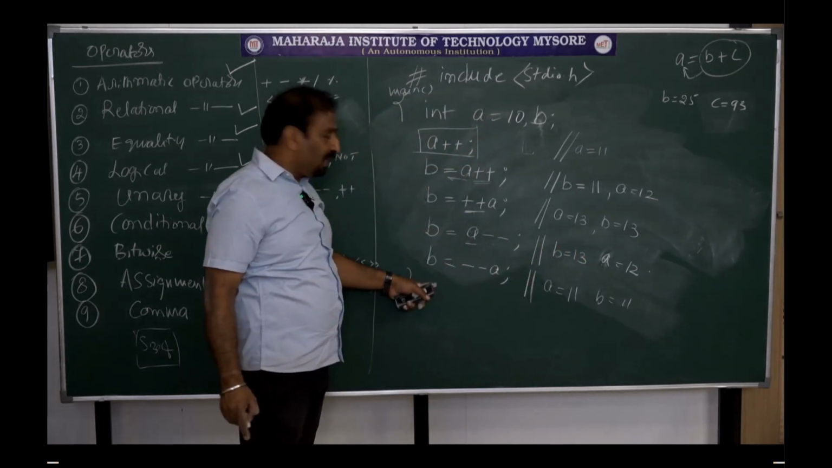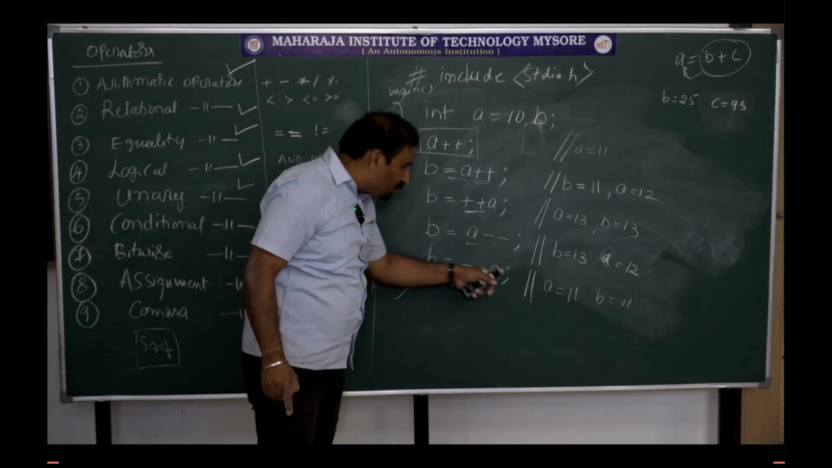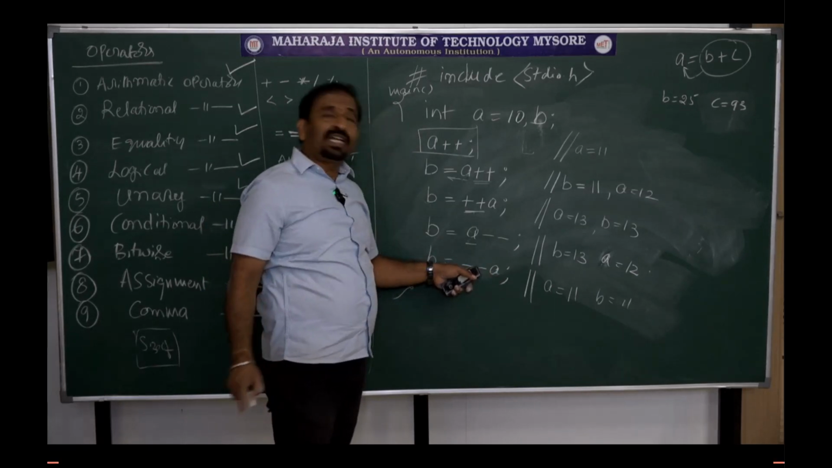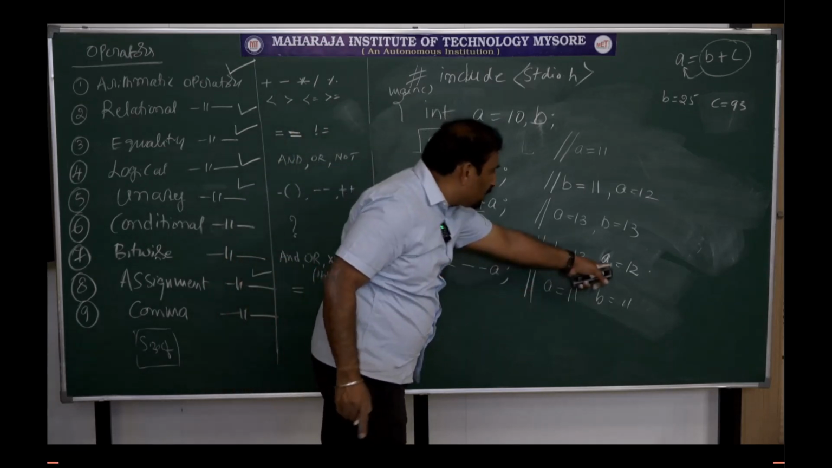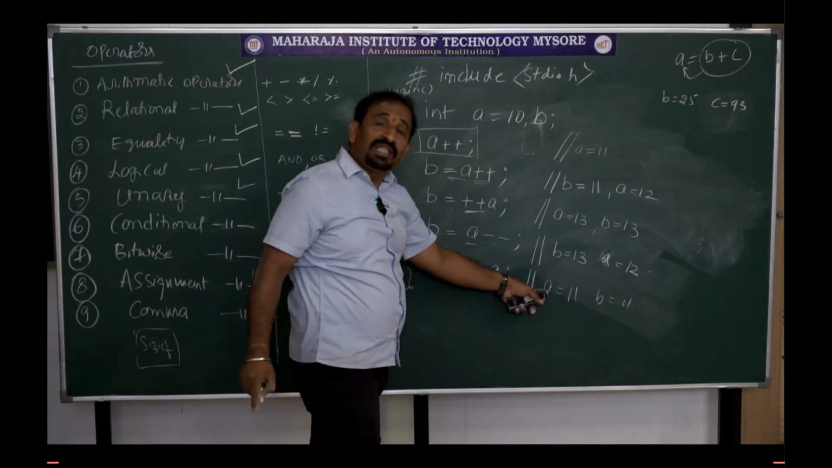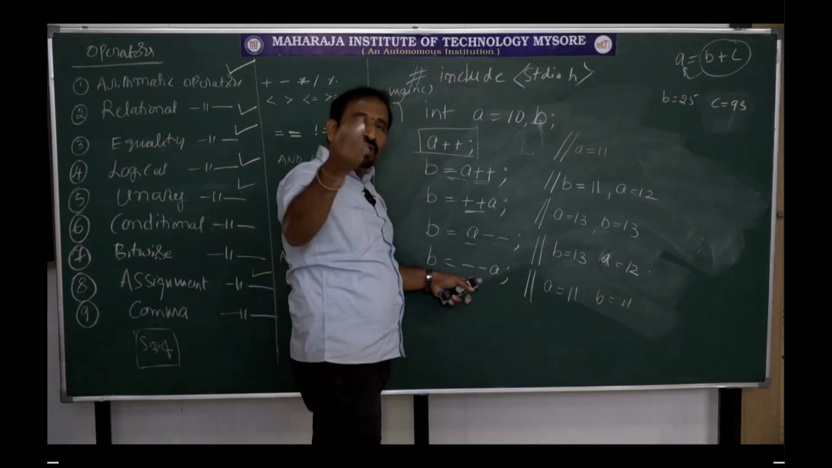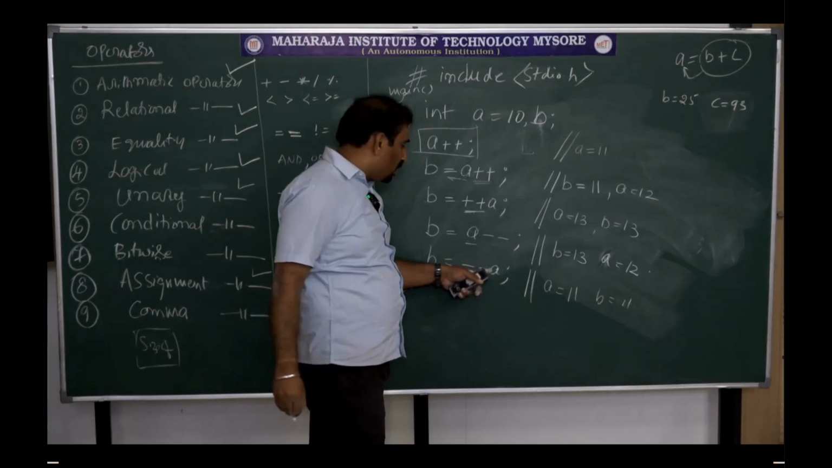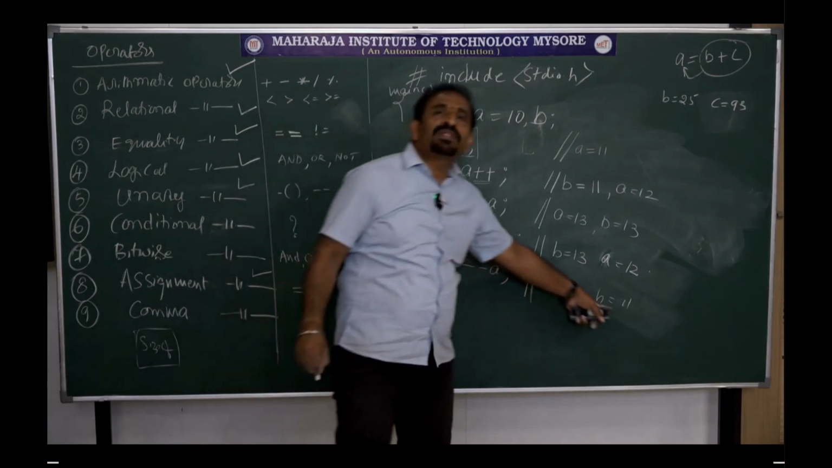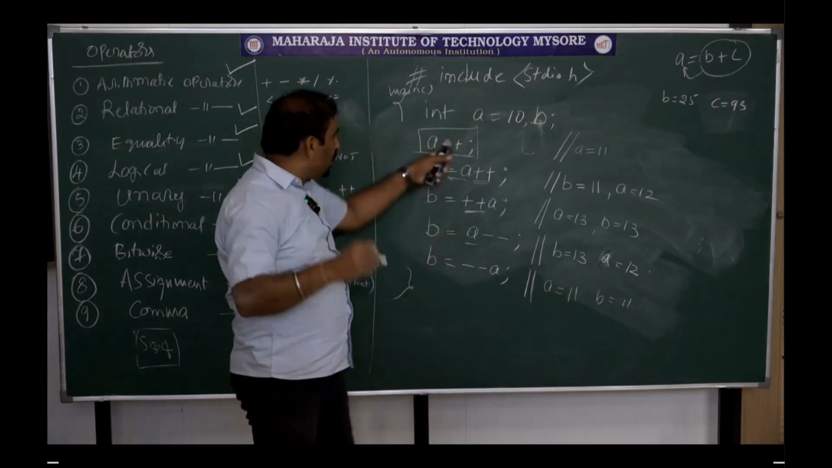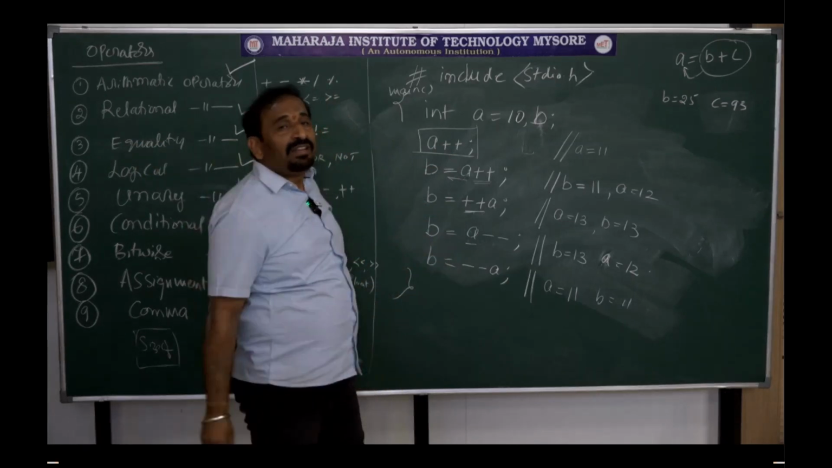Now, in the next line, I am doing B is equal to minus minus A. So first is the decrementation of A. A is there with 12, so A becomes 11, as it is decremented by 1. So that is assigned to B, and therefore B becomes 11. If you use a printf statement in between, you will be seeing them very clearly.